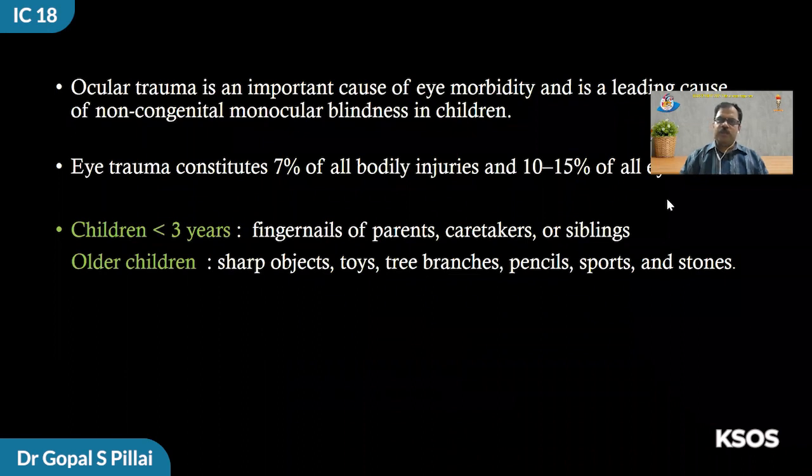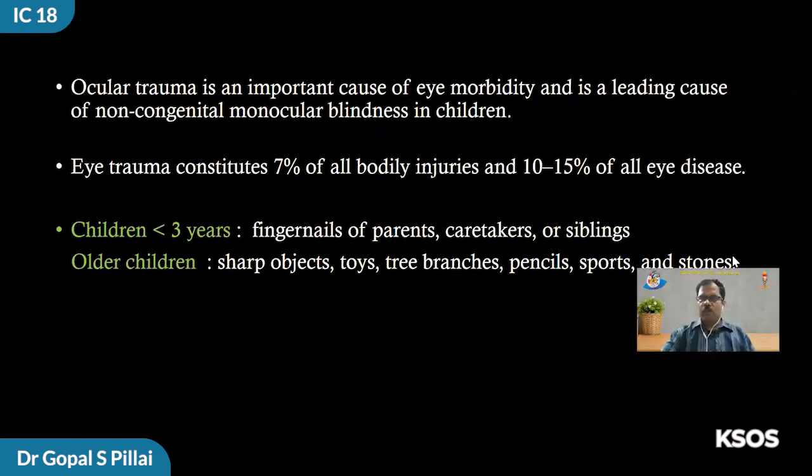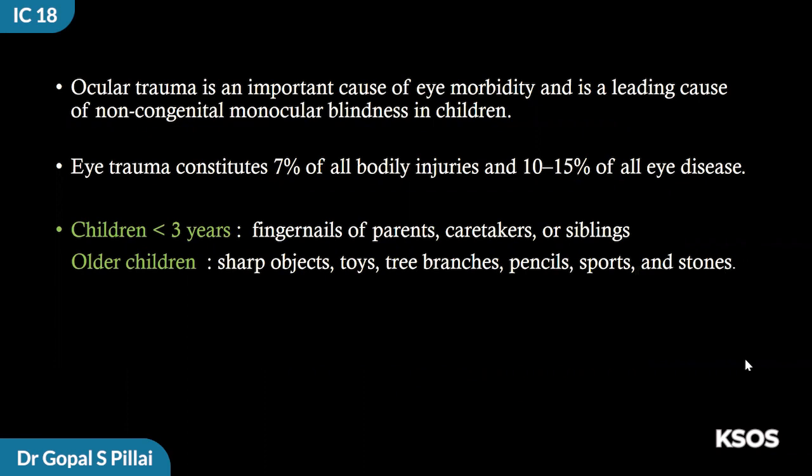Ocular trauma, as you know, is an important cause of eye morbidity and a leading cause of non-congenital monocular blindness in children. Eye trauma accounts for about 7% of body injuries and about 10 to 15% of all eye diseases. In children under 3 years, fingernails of parents, caregivers, or siblings are often involved. Sharp objects, toys, tree branches, pencils, sports, stones, and a variety of other things can cause trauma.